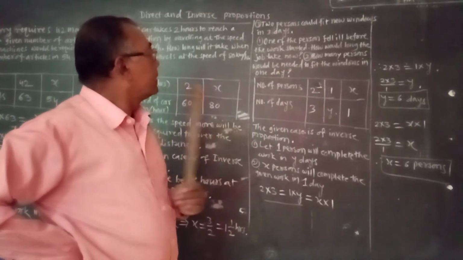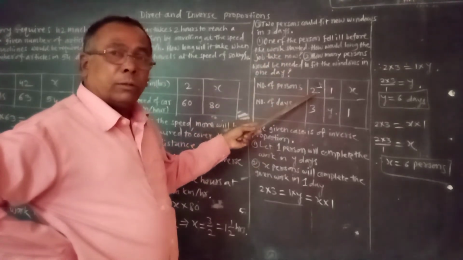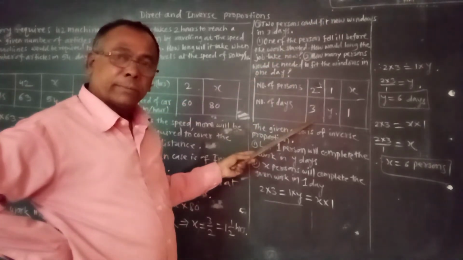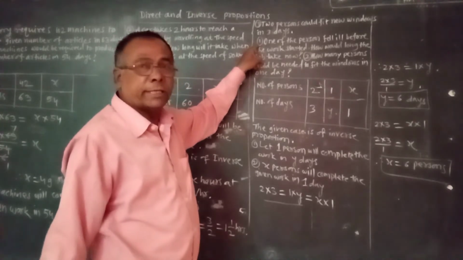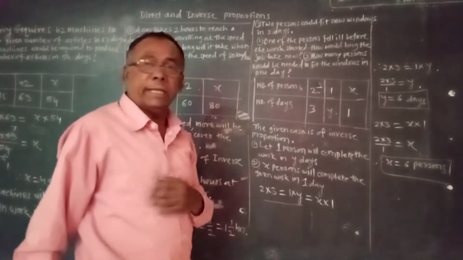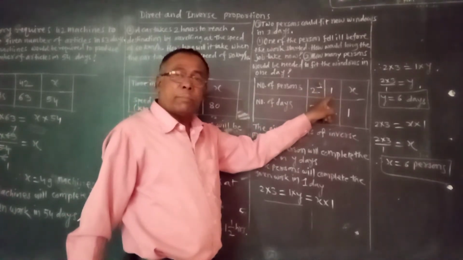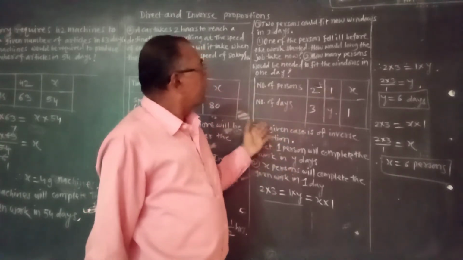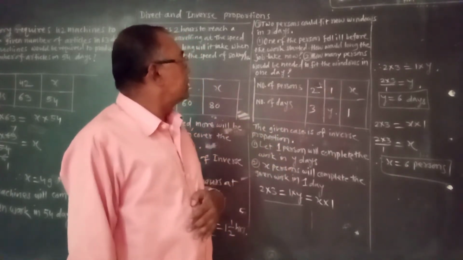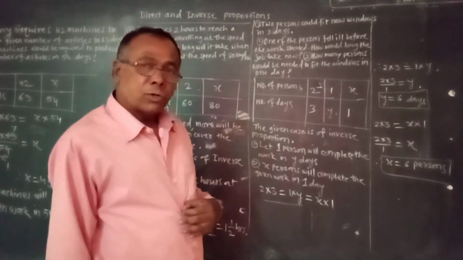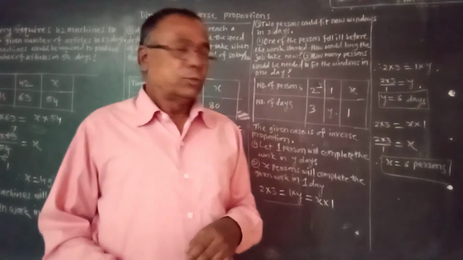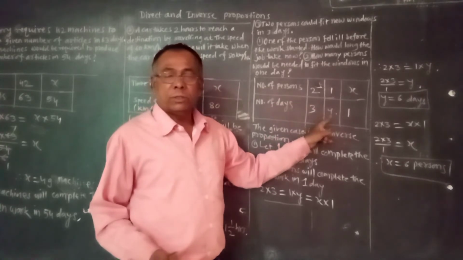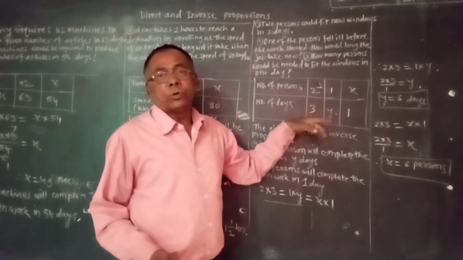Here two persons fit the new windows in 3 days, but in the first case it is given that one person fell ill. So how many persons remain here? 2 minus 1 means 1 person remains. And how much time will he take to complete his job? So we don't know. So we have supposed that he will take y days to complete his job.